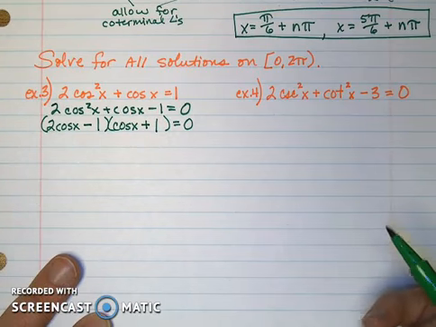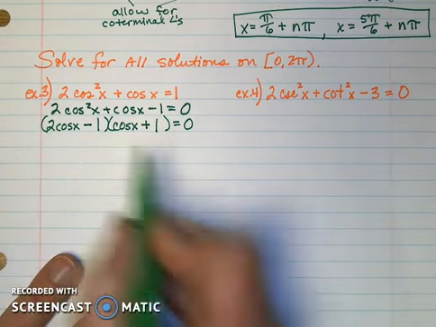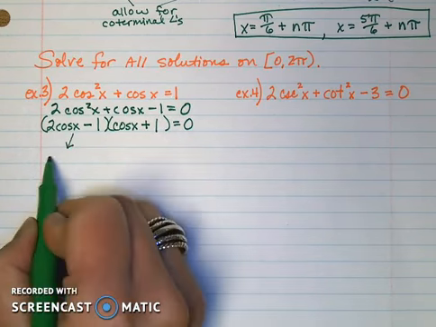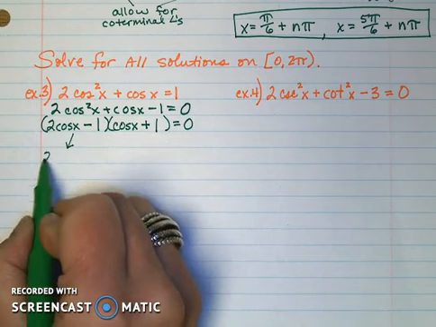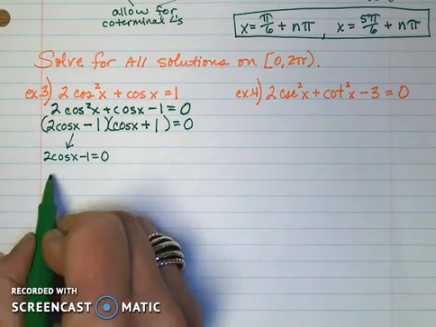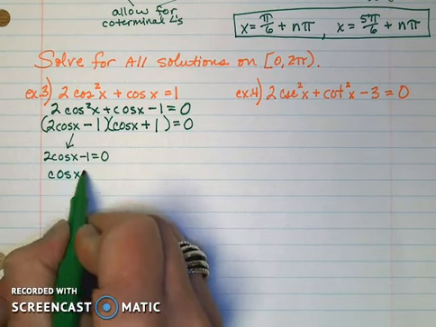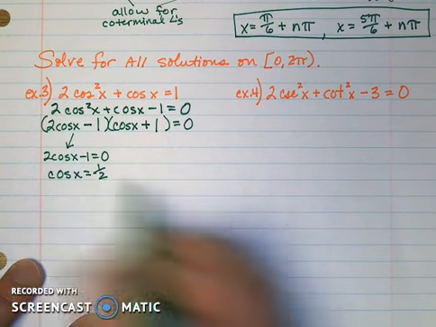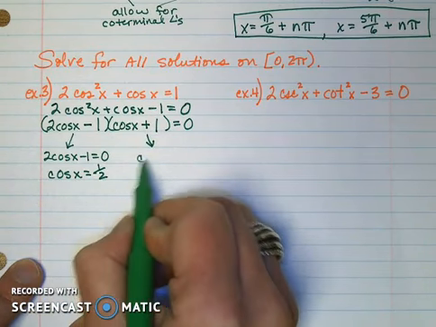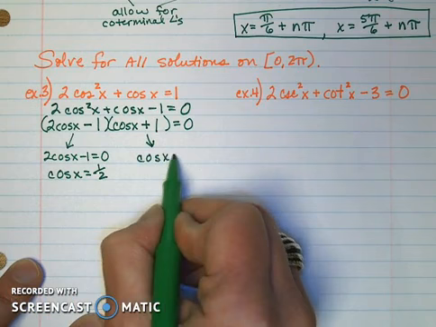Now just like we've done with other solving of equations, you're going to take both of these and set them equal to 0. When I do that, I'm going to have 2 cosine x minus 1 equals 0. I hope you see that that means cosine x is 1/2. Okay, this one, if I set that equal to 0, I have cosine x is negative 1.